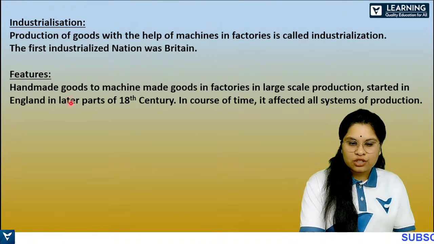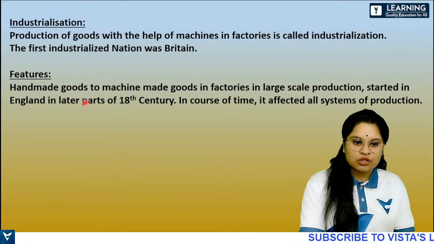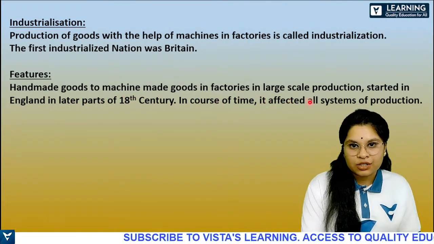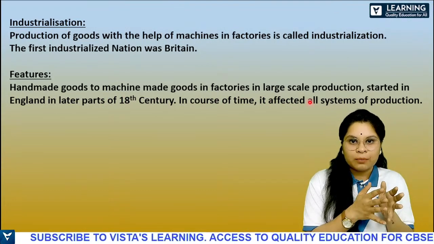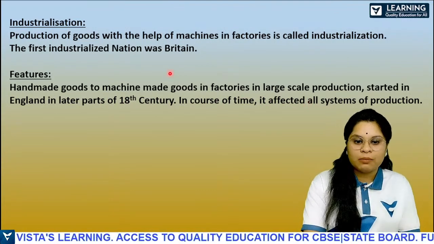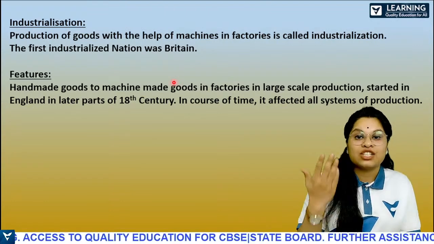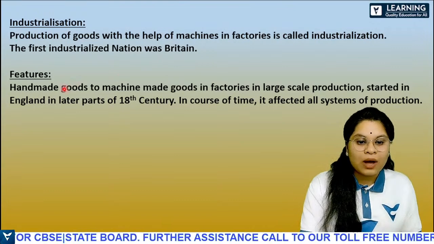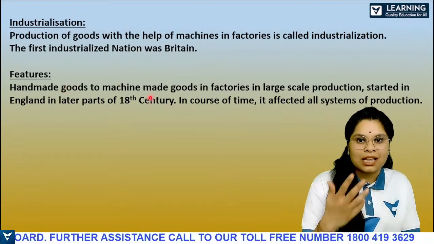And features. What were the features of industrialization? Handmade goods to machine made goods in factories in large scale production. Handmade goods were there before, but now it is becoming machine made goods, that too in larger quantity. The production happening is larger when compared to handmade goods. The machine made goods is larger.